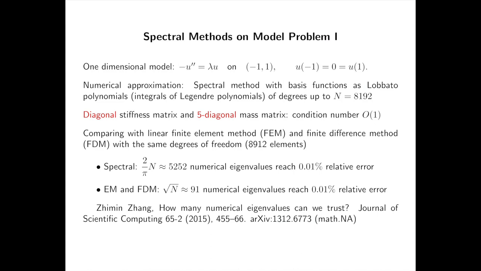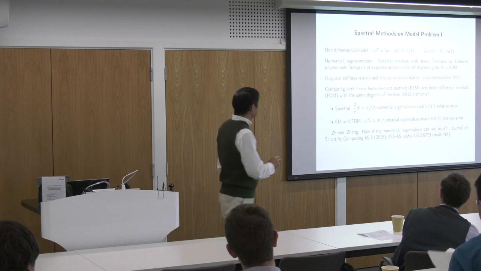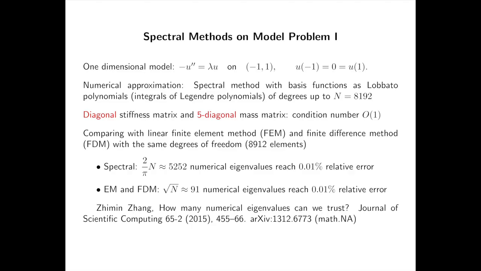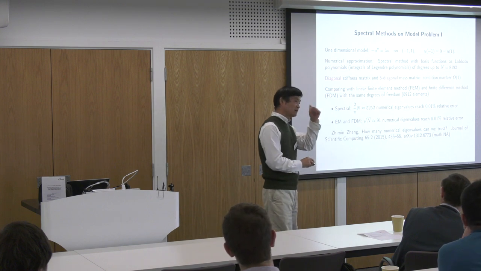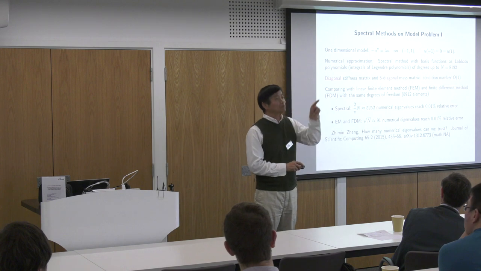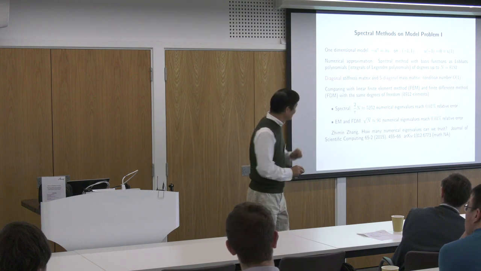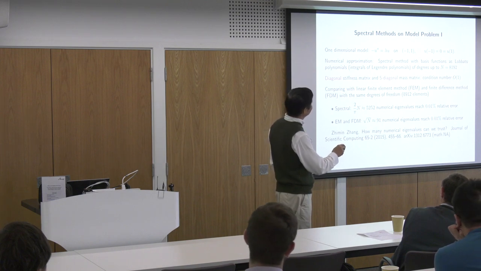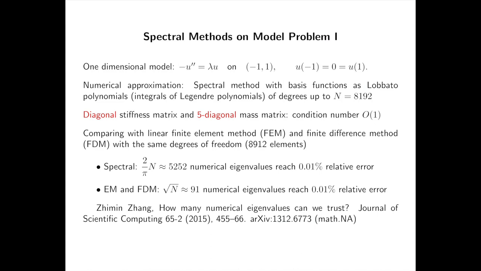For the spectral method, there's a theory in the literature, actually from 1988, Trefethen has a paper. For the spectral method, about 2 over pi n numerical eigenvalues can reach this percentage relative error based on the theory. This percent relative error is basically 1 over 8192, which is about 1 over 10,000. So I am targeting the linear convergence. Remember, our theory says linear convergence; with square root of n you can trust linear convergence. In this case, if n equals this, one over linear is just one over the square root of n.